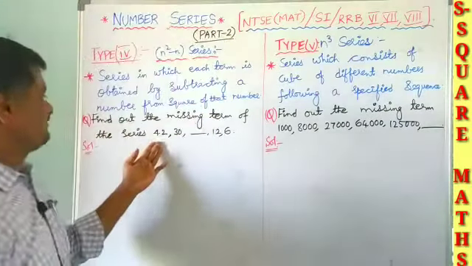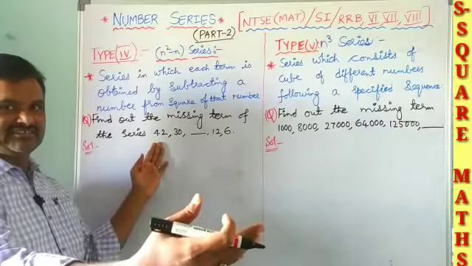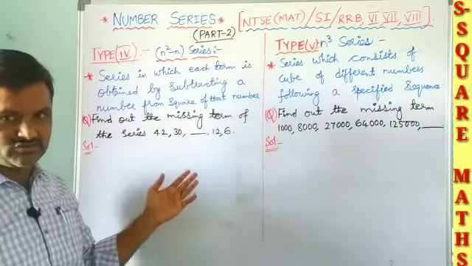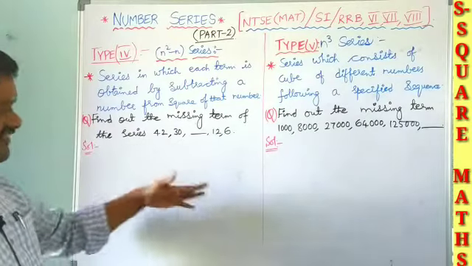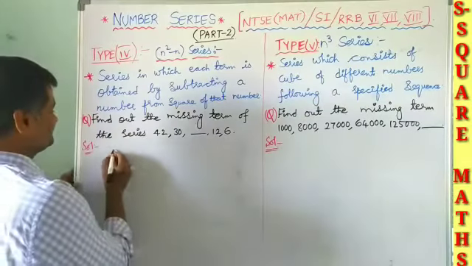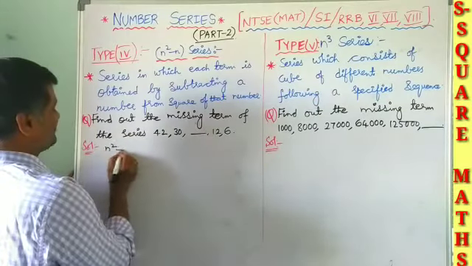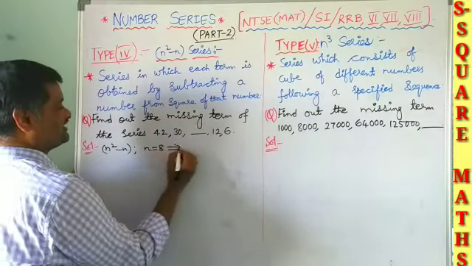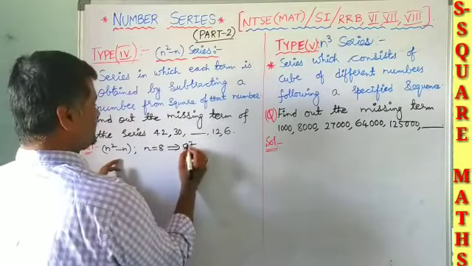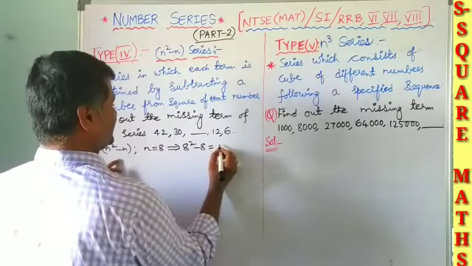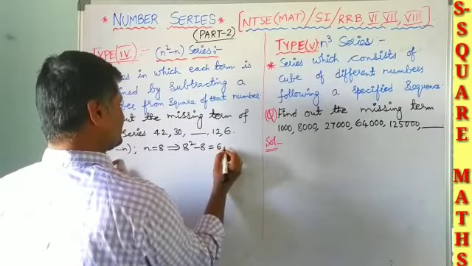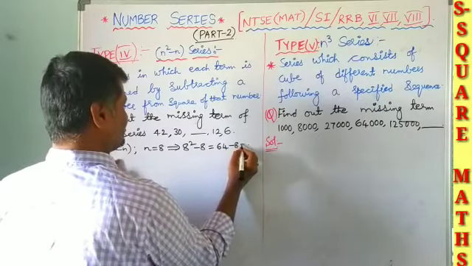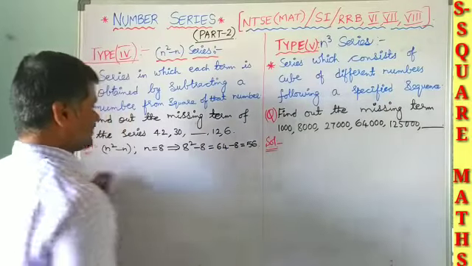So we have to consider the highest numbers, say n is equal to 9 or n is equal to 10. Obviously we will see for n is equal to 8. n square minus n. So n is equal to 8 implies 8 square minus 8. What is 8 square minus 8? It is 64 minus 8, nothing but 56.